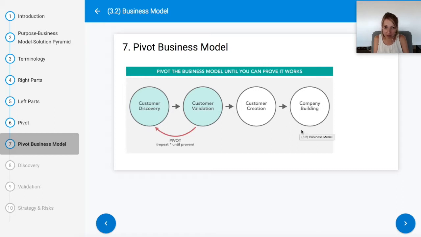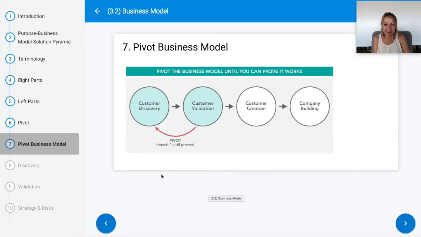First of all, as I explained before, you need to discover your customer. Once we have discovered our customer, we have to validate it. Make those experiments, test those hypotheses that give me information and data so that I can be sure it's a fact and not only a hypothesis. And then if I'm not right, I have to pivot and repeat until it's proven. And this is how it works. Startup is about doing, learning, repeating.